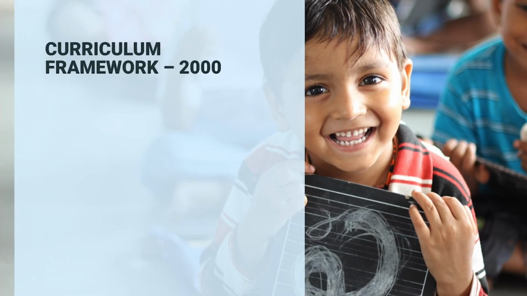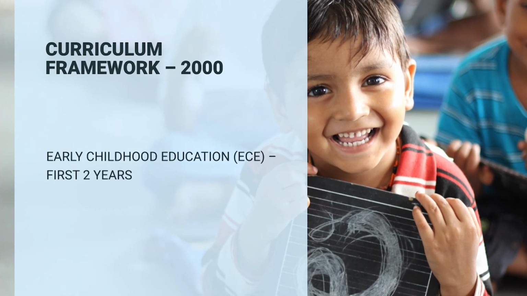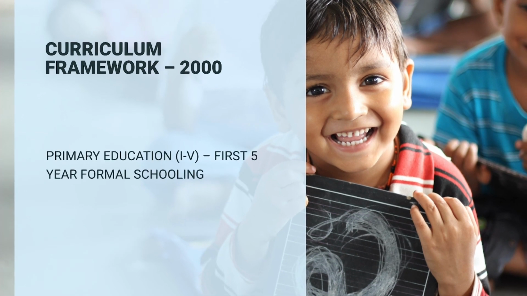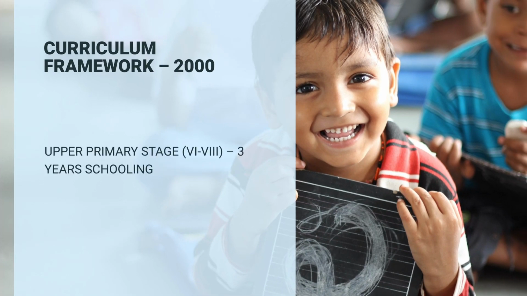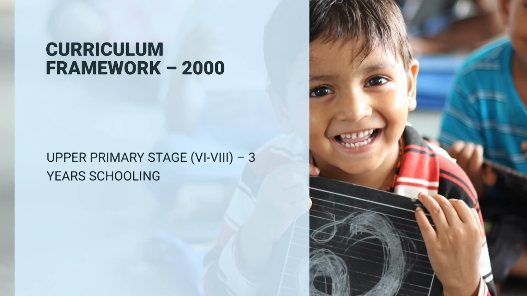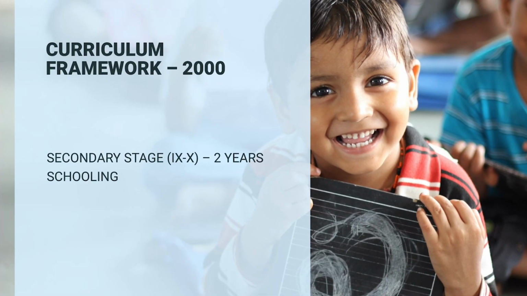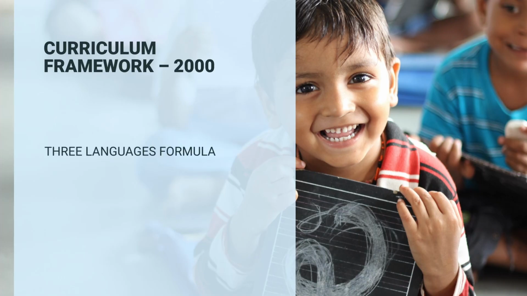Now, let us focus upon the curriculum framework 2000. This is the third curriculum framework by NCERT. Here you will find a clear shape was given to early childhood education, that is called ECE, that is the first 2 years of education, the pre-primary education. Then primary education, 5 years, that is class 1 to 5. Then 3 years of upper primary education, that is class 6th, 7th and 8th. Then 2 years of schooling, that is secondary education, class 9th and 10th. And just like the earlier curriculum framework, the 3 language formula was also retained.